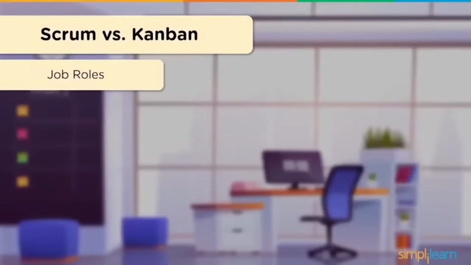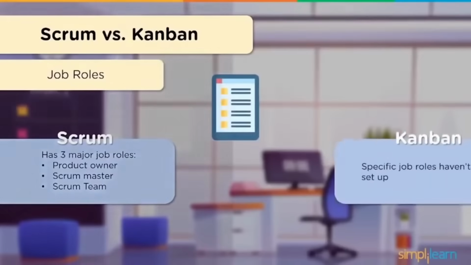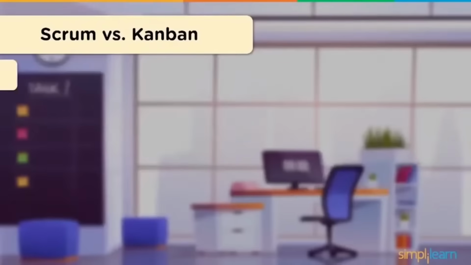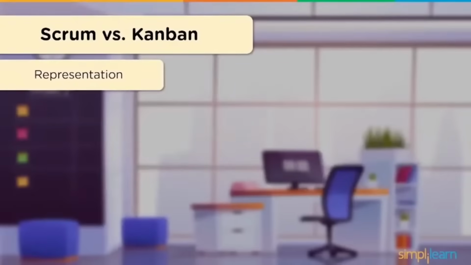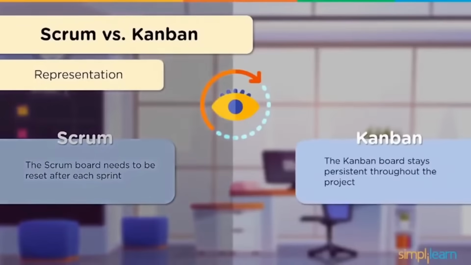Now, let's have a look at the job roles within these frameworks. Scrum has three major job roles: Product Owner, Scrum Master, and Scrum Team. With Kanban, you don't have any specific job roles. Now, let's talk about representation, or moreover, how data can be represented. With Scrum, the board needs to be reset once a particular sprint is complete. With Kanban, the board stays persistent throughout the entirety of the project.